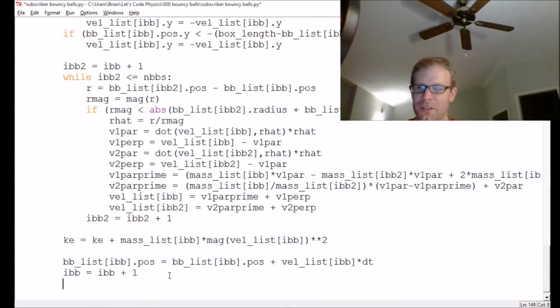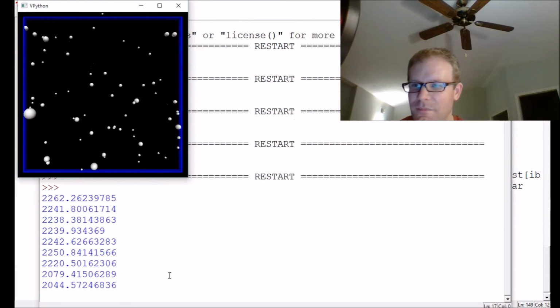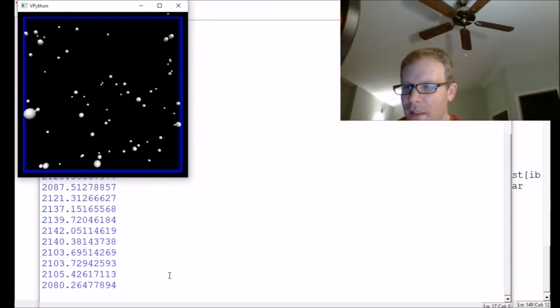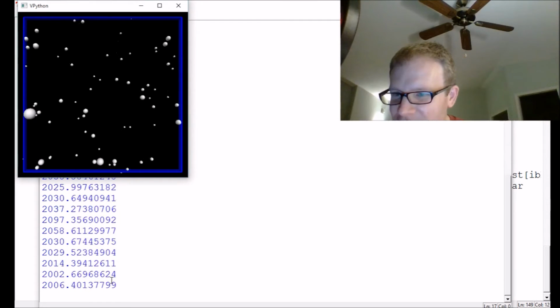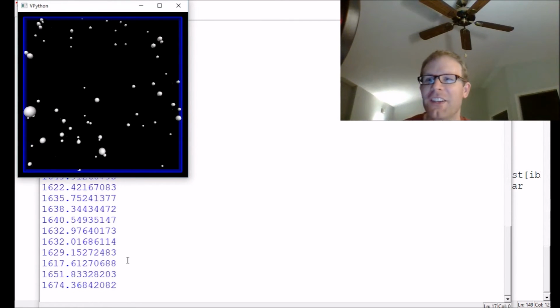And then within each loop, this thing is going to print for me the kinetic energy, because the kinetic energy should be conserved if I've implemented this correctly. So let's see what we get here. That kinetic energy doesn't... No, that kinetic energy is decreasing wildly.